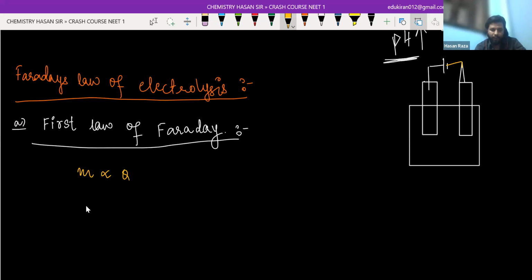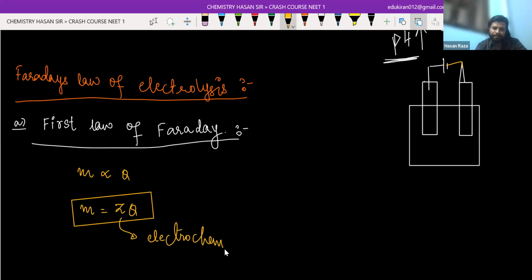Yes, sir. Okay. Now to remove this proportionality sign, I can easily write Z into Q. What is this Z? Z is the constant which is the electrochemical equivalent. Electrochemical equivalence. This is your Z, electrochemical equivalence.